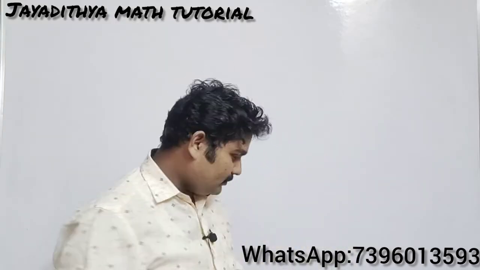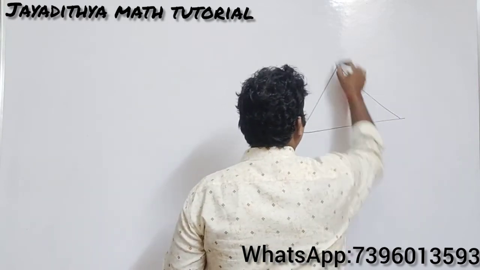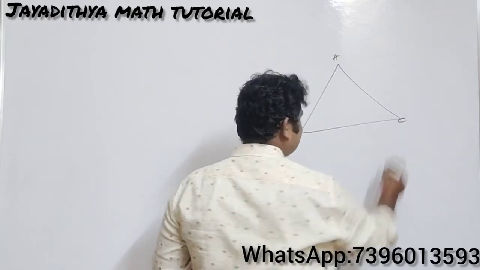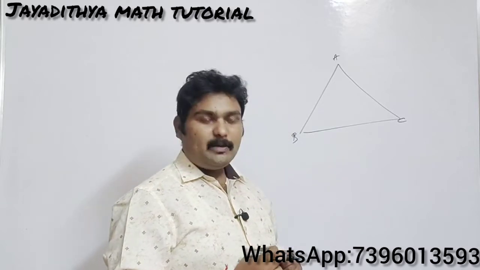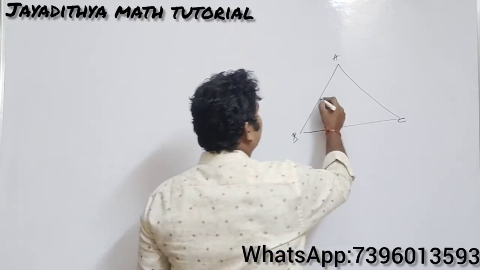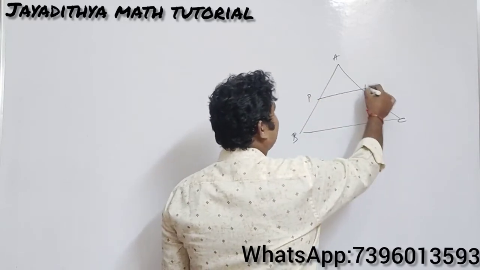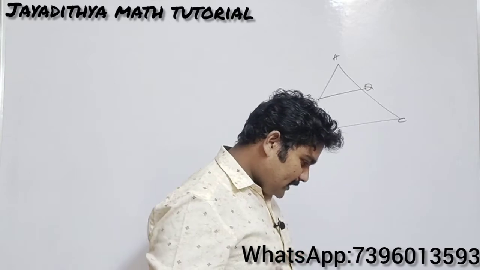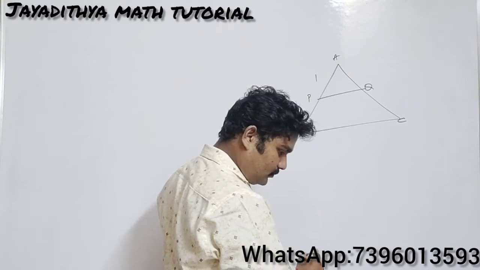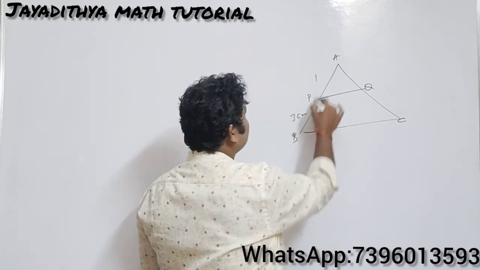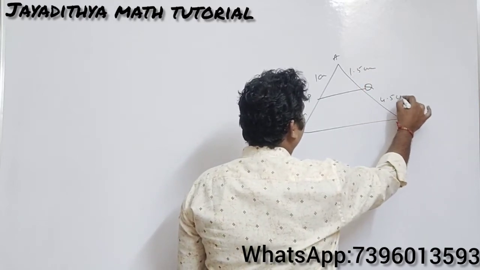Right, look here. The problem is, this is the fifth problem. In a triangle ABC, he told that PQ is a straight line meeting AB in P and AC in Q. So PQ is a straight line. It is meeting AB in P and AC in Q. If AP is 1 centimeter and BP is 3 centimeters, AQ is 1.5 centimeters and QC is 4.5 centimeters.